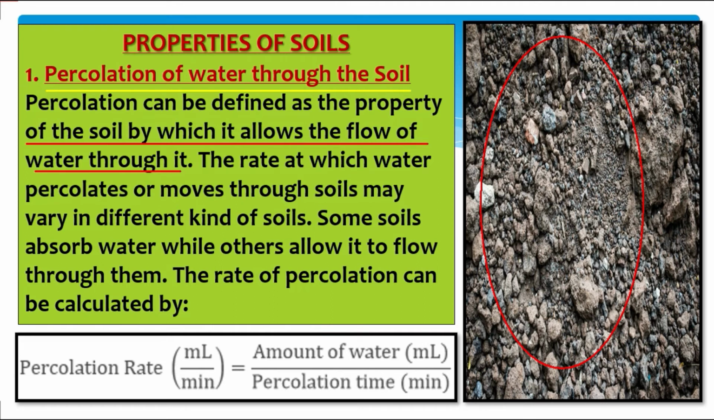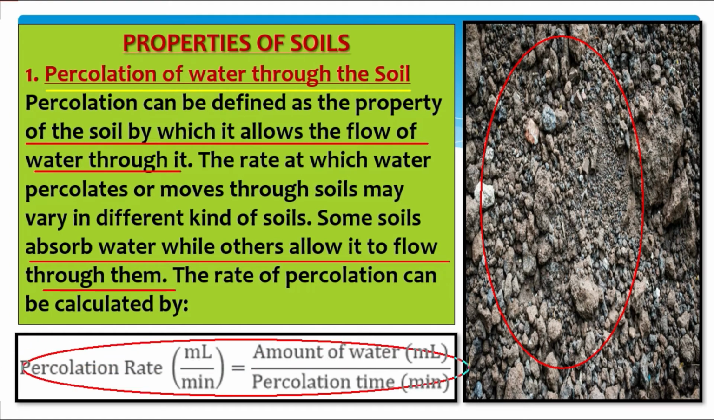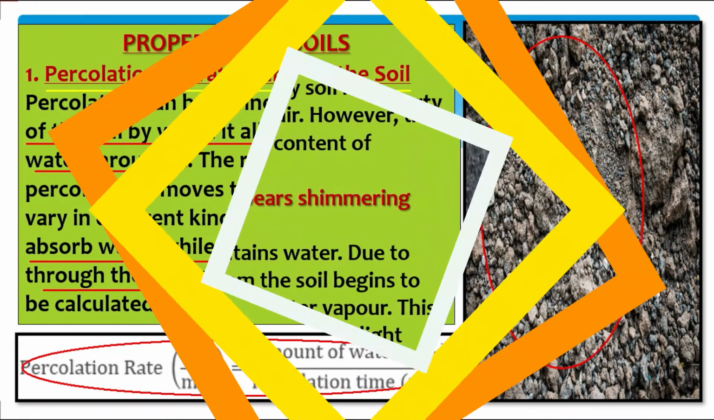And as we discussed earlier, why is it so? Because of the different sizes of particles of different types of soil, the percolation rate differs in different kinds of soil. Some soil absorbs water while others allow it to flow through them. And students, you can check or calculate the percolation rate of any kind of soil with the help of this formula, that is over here.